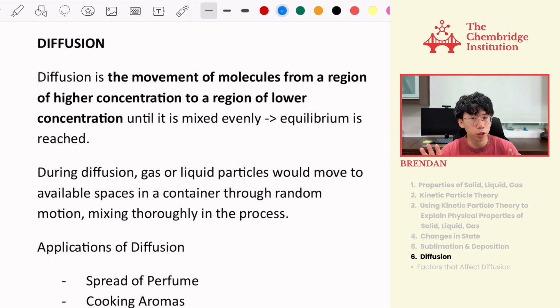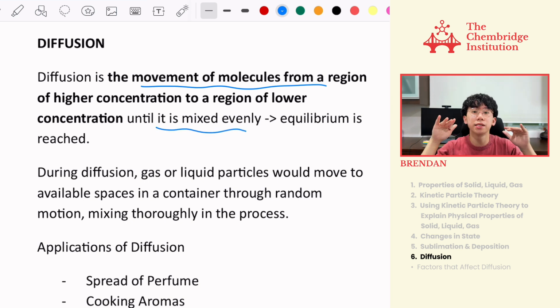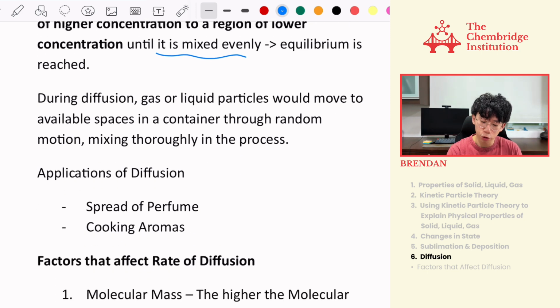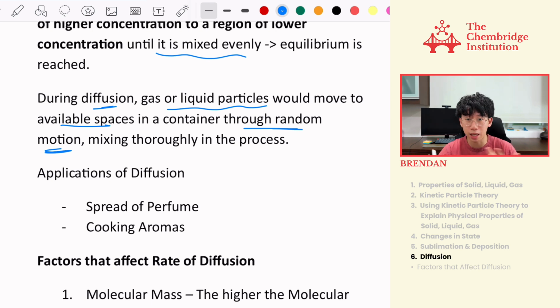Now, the last concept you need to understand about kinetic particle theory is diffusion. Diffusion is the movement of molecules from a region of higher concentration to a lower concentration. And this happens until all the particles are mixed evenly, or in other words, equilibrium is achieved. During diffusion, the gas or liquid particles move to available spaces in a container through random motion until everything is mixed thoroughly.